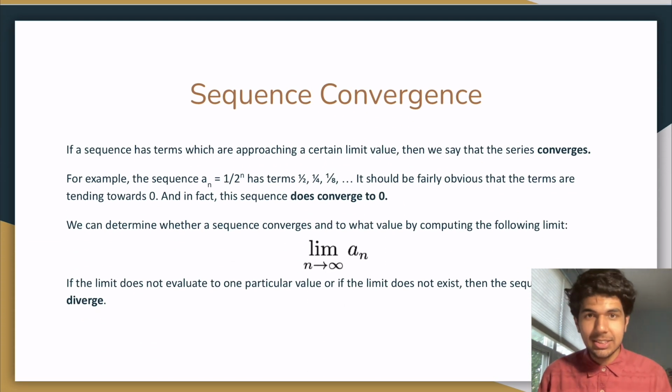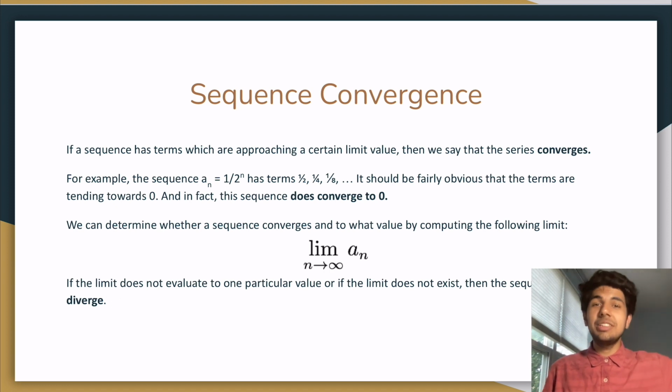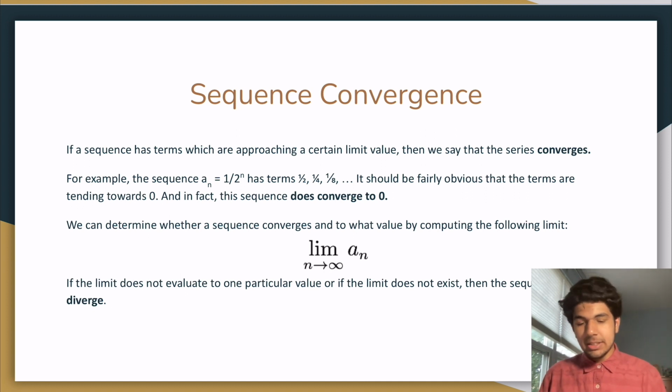Sequence convergence. Do these terms at the end of the day, when n is really, really large, as n approaches infinity, do these terms approach some value? That's sort of what convergence is. Let's take a look at it. So if a sequence has terms which are approaching a certain limit value, then we say that the sequence converges.